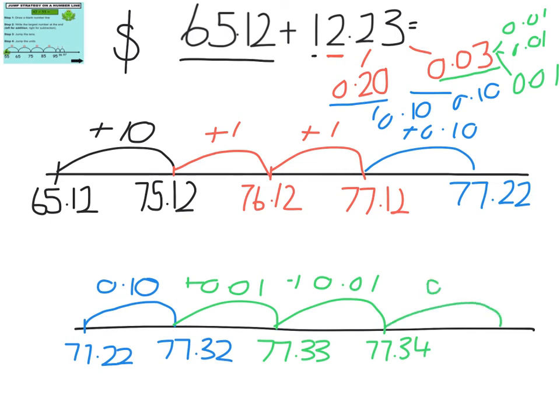And then my last one, I'm going to plus 0.01 and it's going to be 77 and 35/100ths. All right, so that is my answer. So 65 and 12/100ths plus 12 and 23/100ths or $65.12 plus $12.23 is $77.35 or it's 77 and 35/100ths.